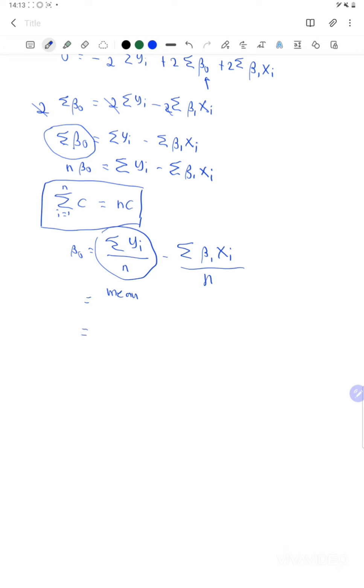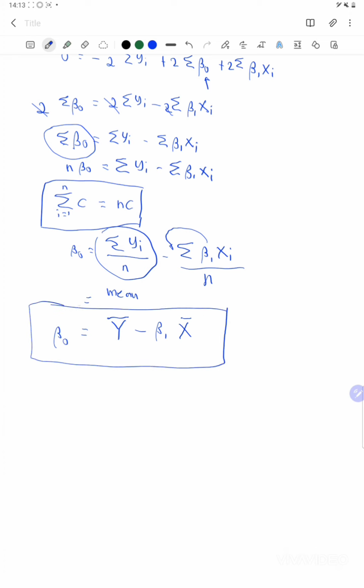So what is this? This is y mean. I'm going to make it bigger. And how about this? This one we'll put outside since it's constant. How about this? It's also a mean, for x. So x bar. So theta 0 is this one.